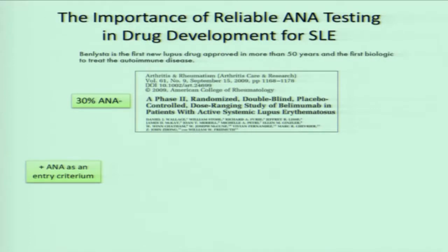These were the trials that led to the approval of belimumab or anti-BAFF antibodies to treat SLE. This was a hallmark in the field because this was the first drug and first biologic ever approved for SLE in 50 years. And yet it was about to fail because in the phase 2, they didn't meet the endpoints. Now, after the trial, they evaluated the patients and realized that about 30% of them were ANA negative, which is unheard of in lupus. And so either the testing was very poor or they were enrolling patients that didn't have lupus.